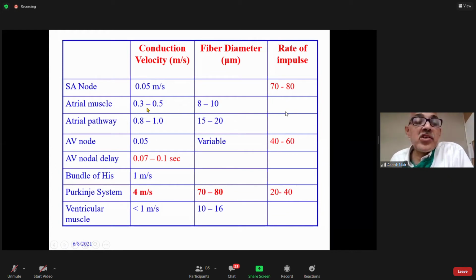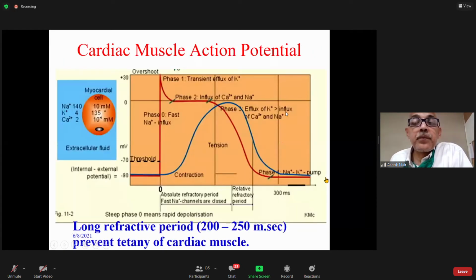The impulse generation, I told you in the last class: SA node, AV node, Purkinje fibers, they all can generate impulses. The SA node impulse rate is 70 to 80 per minute. AV nodal rate is 40 to 60. Then Purkinje fibers 20 to 40. This we have already seen last class.